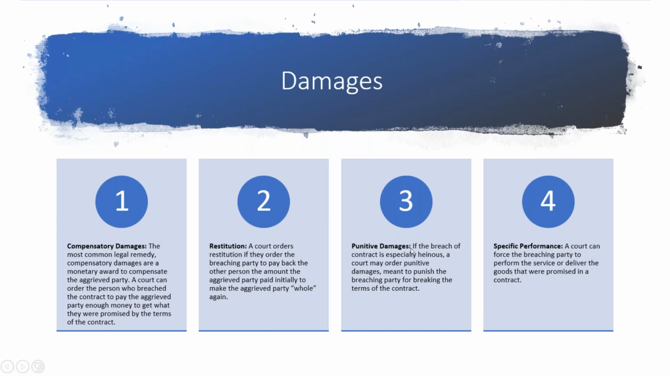And then there's punitive damages. If there's a breach of contract that is so out of bounds, so heinous, the court can order punitive damages, or punishment, for the breaching party. And then last, there's specific performance. That is where a court can force the breaching party to perform the service or deliver the goods that were promised in the contract.